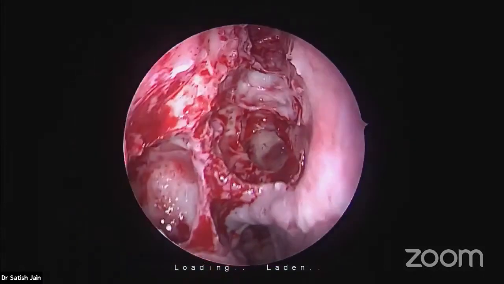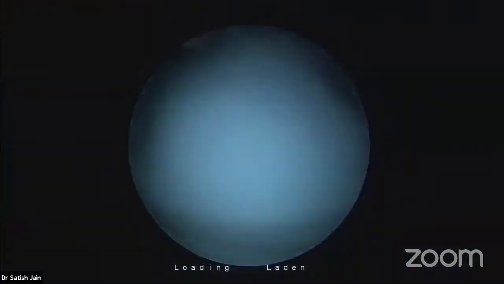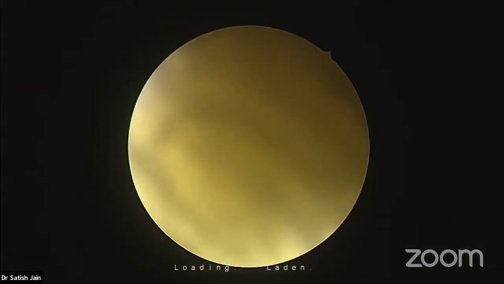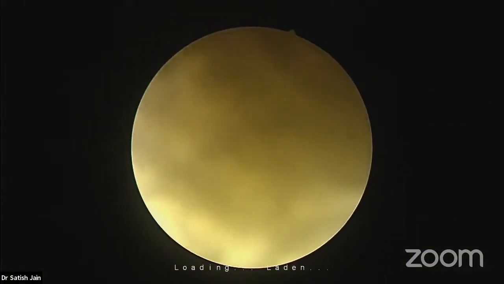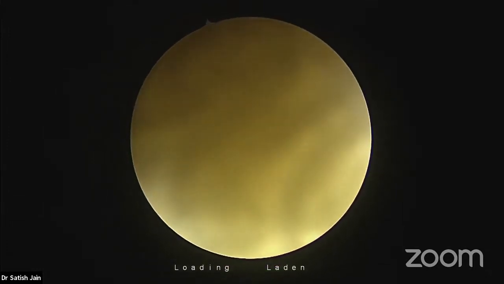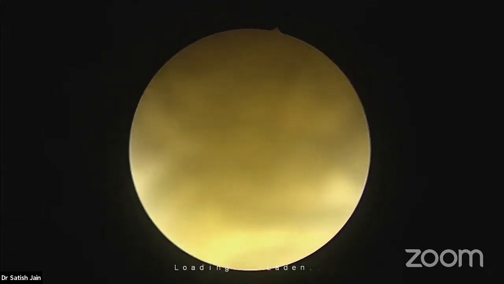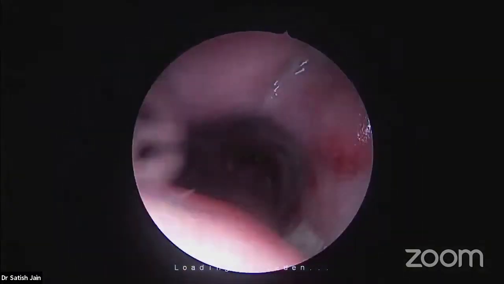See, the goal of this surgery, this patient who would take the oral steroids again and again to control his symptoms. Now we have removed the disease load. We have improved the access to the topical reaching everywhere in the sinus. Now no need of oral steroids.